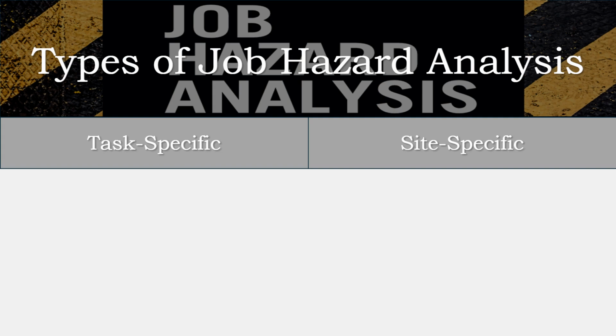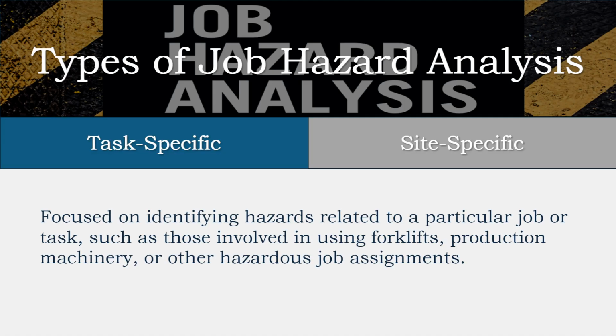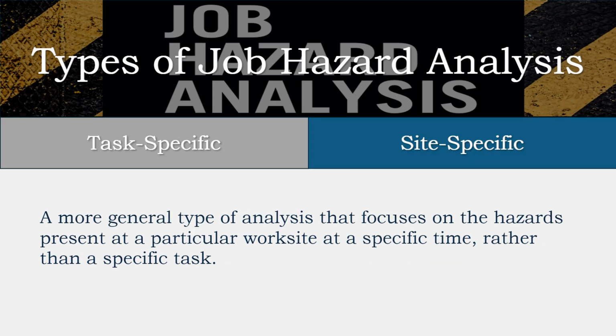The type of job hazard analysis being conducted will determine who should be involved in the work, the hazards, the risks, and the benefits to the organization. The types of JHAs include task-specific JHAs. These are focused on identifying hazards related to a particular job or task, such as those involved in using forklifts, production machinery, or other hazardous job assignments. And site-specific JHAs: a more general type of analysis that focuses on the hazards present at a particular worksite at a specific time, rather than a specific task.